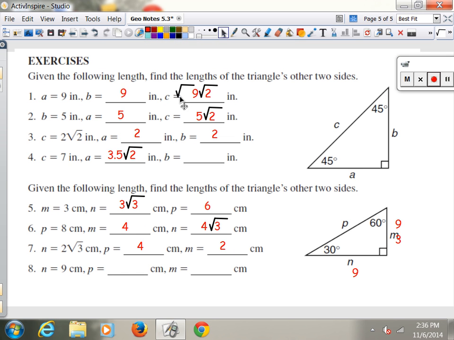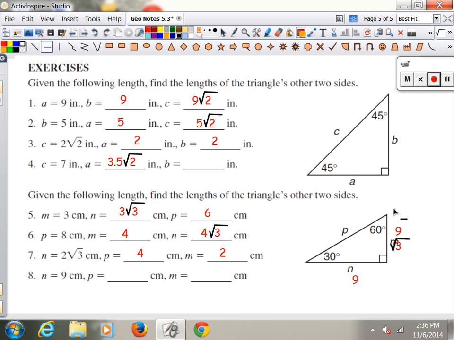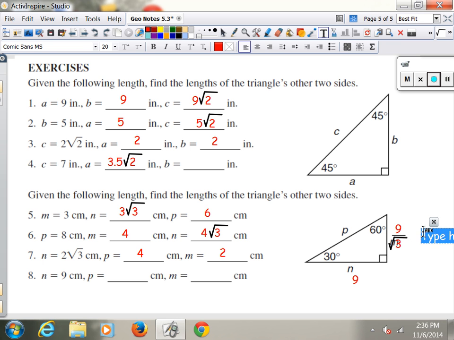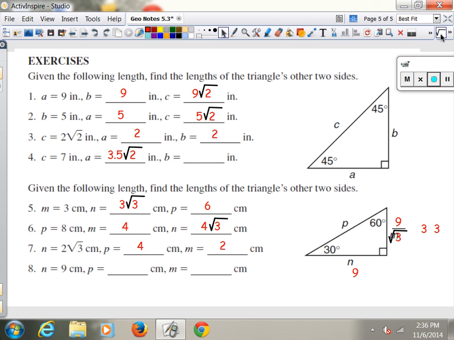Now we can't leave that radical down there. So we need to actually fix that radical. So 9 over radical 3. What are we going to get when we fix that? It's going to be 9 radical 3 over 3, but when you reduce 9/3, it's going to be 3 radical 3. So you're actually going to get 3 radical 3. I don't know what that was, but that was crazy.